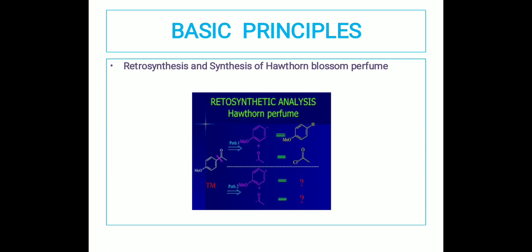So for Friedel-Crafts acylation, we definitely need a nucleophilic benzene and an electrophilic acyl group. That is the reason why we are writing the first path, path 1, and not choosing path 2, because this is an example of an electrophilic aromatic substitution.